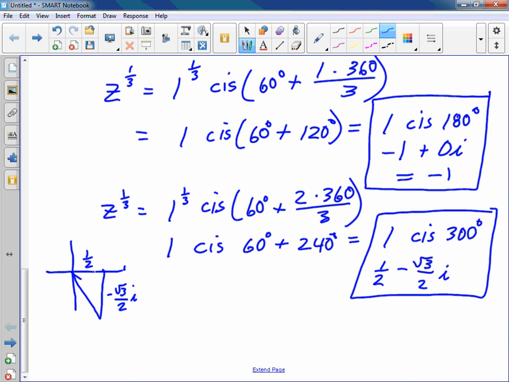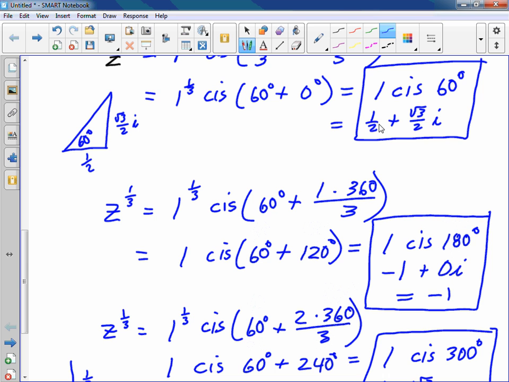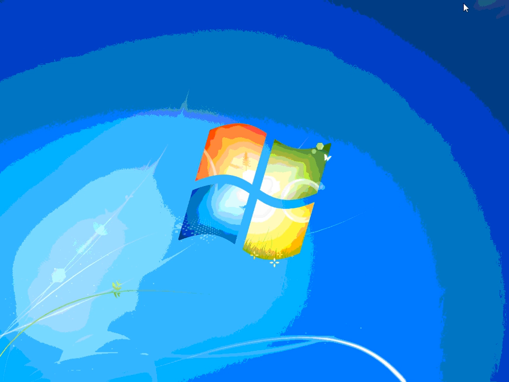So there are 3 roots of negative 1: 1 cis 60 degrees, 1 cis 180 degrees, and 1 cis 300 degrees. Very, very cool. Okay, we're 11 minutes in, so I've got a little bit of time. Wanted to take just a moment and talk calculators for you.